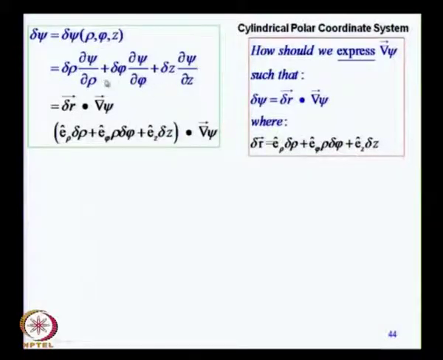Having done this, all we now need to do is interpret grad psi such that its dot product will compose this particular sum. It cannot be difficult. Done? Have you worked it out in your notebooks already?